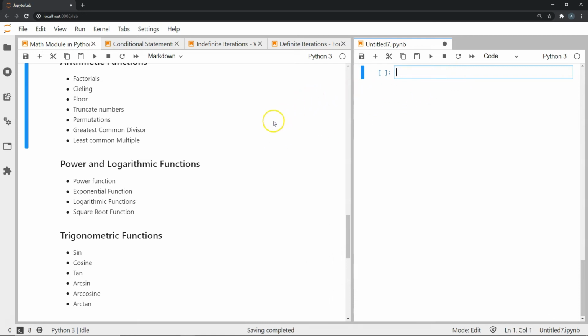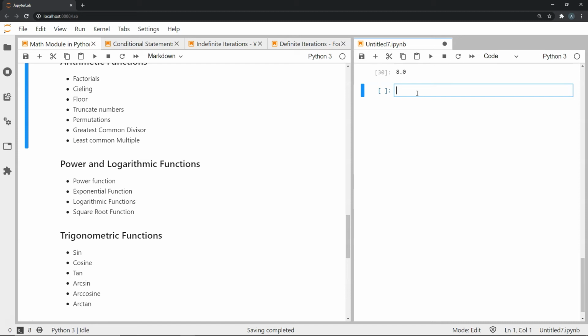Let's move on to the next section, which is power and logarithmic functions. Let's start off with the power function. There are multiple ways you can do a power function in Python. You can do something like this, which is the equivalent of 2 to the power 3, or you can use the inbuilt math module and use the pow function. This is how you do it. If I had to do the same 2 to the power 3, I would just pass 2 and 3 as arguments like this, and it gives me the value 8.